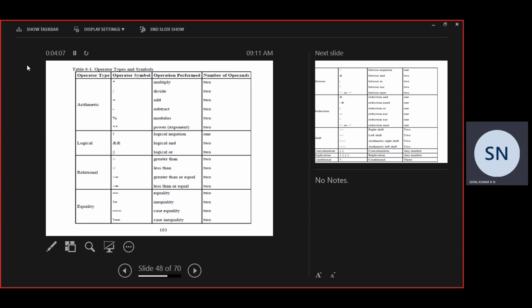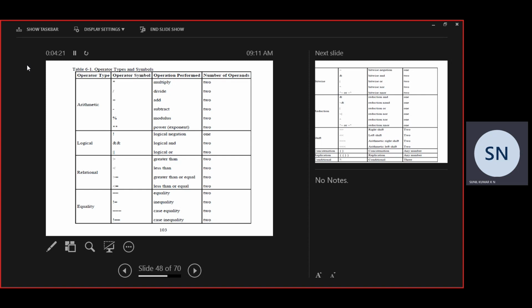Next one is the equality operator. When we want to check the equality condition, suppose there are n number of bits. If I want to check whether n number of bits are matched with the same thing, you are going to use the equality operator.